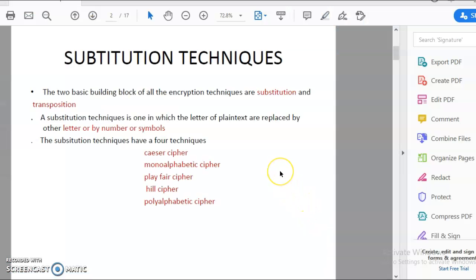So what are substitution techniques? The two basic building blocks of all encryption techniques are substitution and transposition. A substitution technique is one in which the letters of plain text are replaced by other letters or by numbers or symbols. The substitution techniques include Caesar, monoalphabetic, Playfair, Hill, and polyalphabetic ciphers.